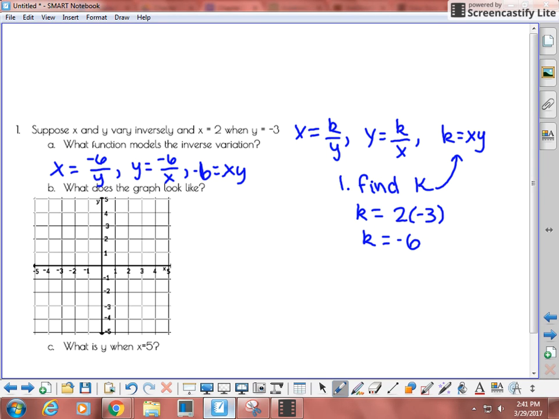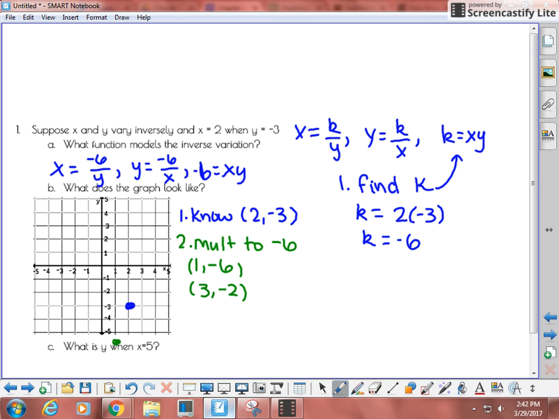So what I know is I know the point 2, negative 3, because that's given to us. So over 2 and down 3. Okay, so then the second part that I want is points that multiply to negative 6, because we know that that's what x times y has to do. So what I know is that 1 times negative 6 will do that. Over 1 and down 6 goes a little bit off your graph. I know that 3 times negative 2 would give me that. And then I also know that 6 times negative 1 would give me that.